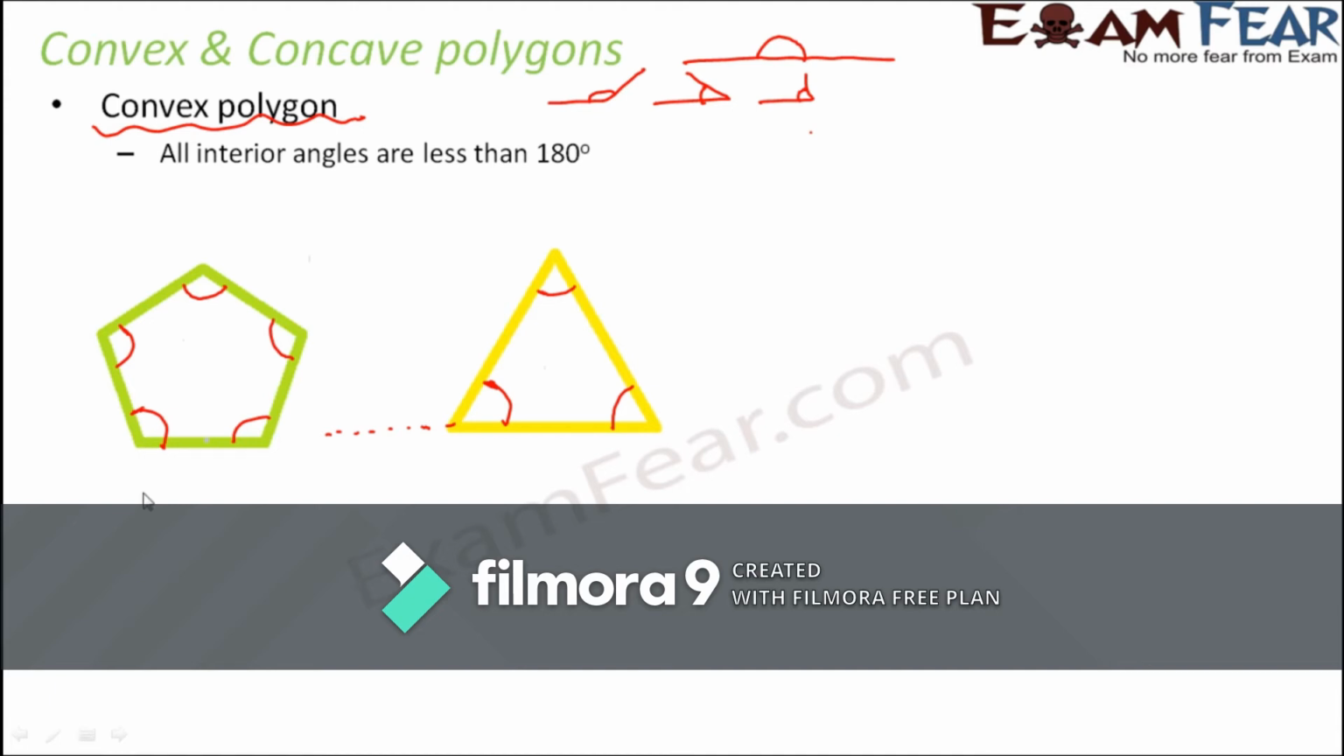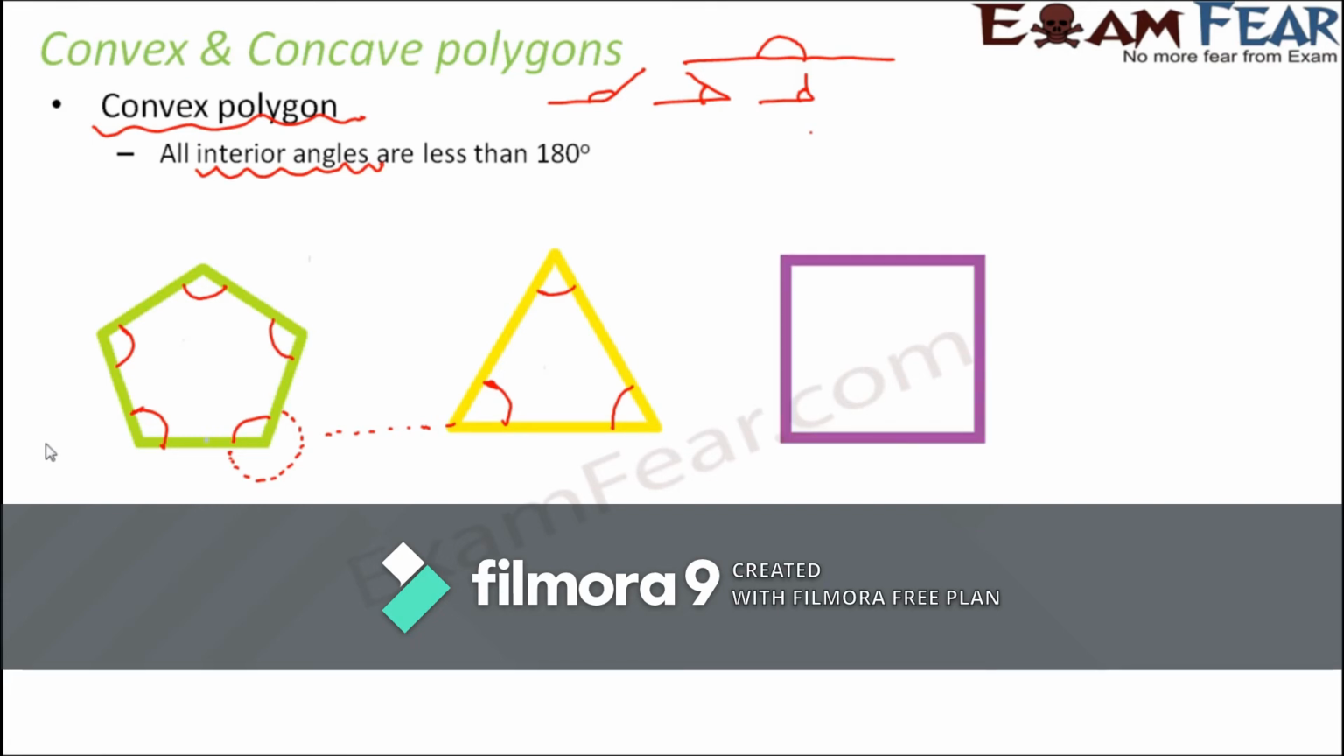Now give an example of an angle which is more than 180 degrees. When you look at this angle, for example, this is an example of an angle which is more than 180 degrees. But in this case, we are talking only about the interior angles, and all interior angles are less than 180 degrees. So look at the square. Here all angles are 90 degrees, which is again less than 180. So this is also a convex polygon.